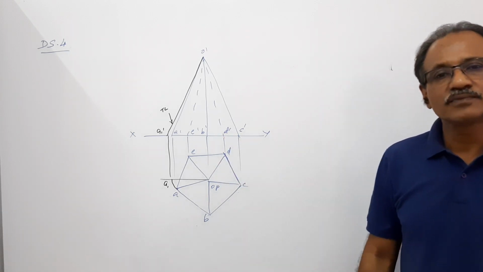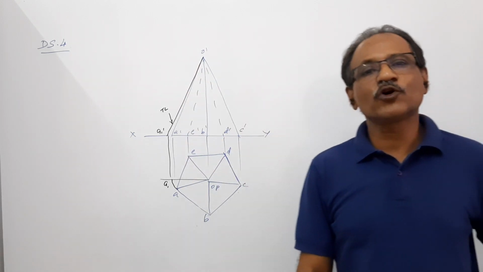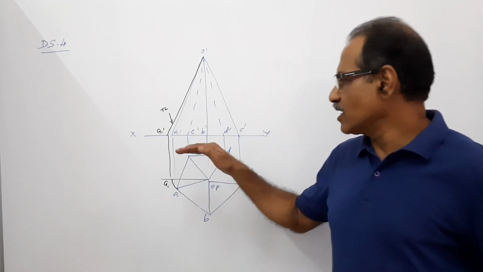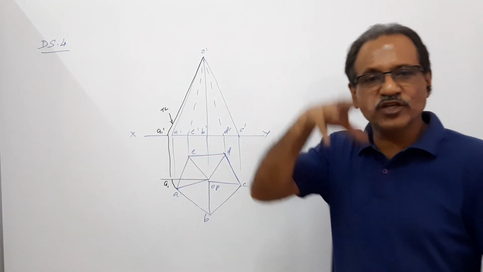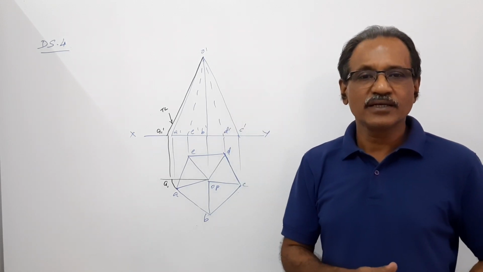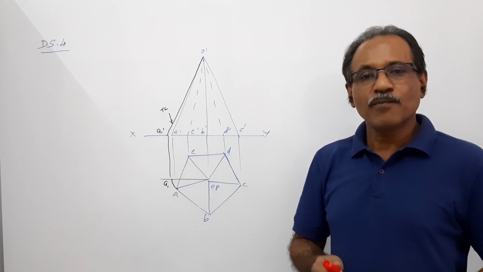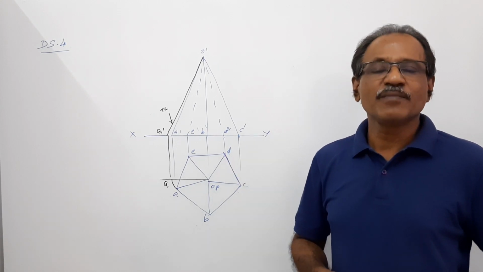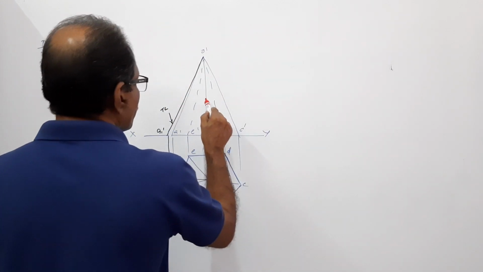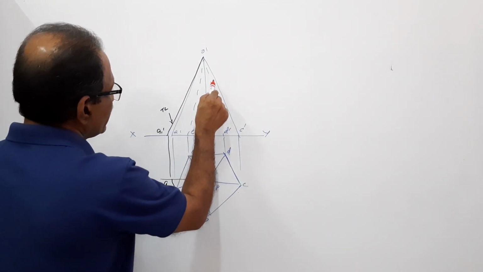Hi students, developmental surfaces for section of pyramids. A pentagonal pyramid, 25 mm side, 60 mm axis, stands on its base on HP. It is cut by a cutting plane passing through the midpoint of the axis, making 63 degrees to HP. Find the midpoint of the axis and draw the cutting plane.